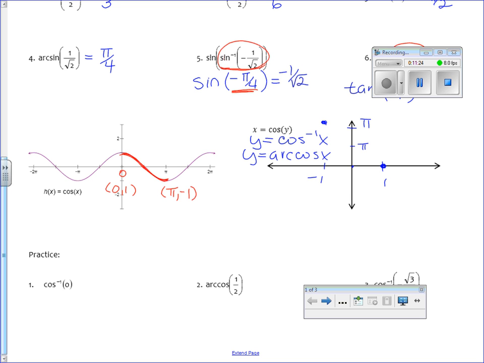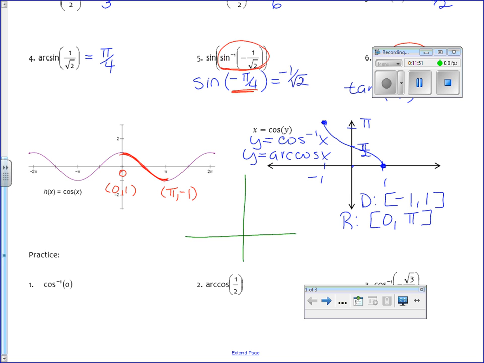Of course, this is going to pass through the point 0, pi over 2, and it's going to look something like this. All right, just like sine, the domain is between negative 1 and 1, but our range is different. This is not an even function. Our range is from 0 to pi. All right, what does that mean from a unit circle standpoint?